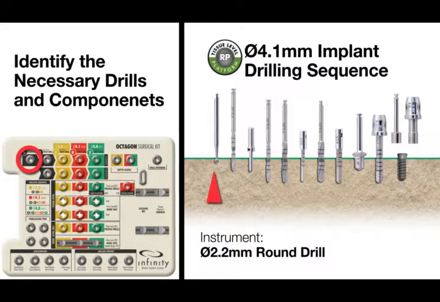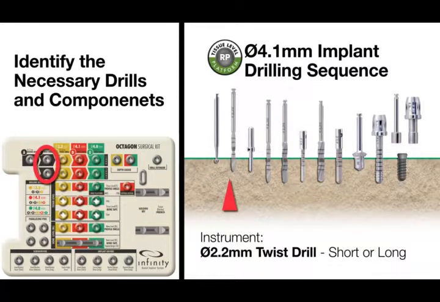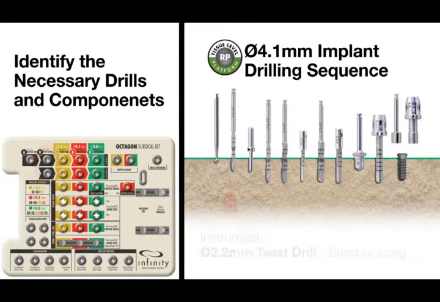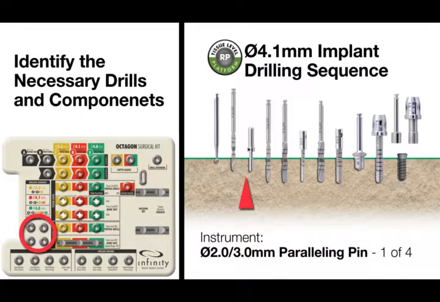First, choose the 2.2 mm diameter round drill from location A, marked in black on the surgical tray. Second, choose the 2.2 mm diameter twist drill from location B, marked in black on the surgical tray. Third, choose the 2 mm 3 mm paralleling pin. 4 paralleling pins have been included in your Infinity OCTAGON surgical kit.